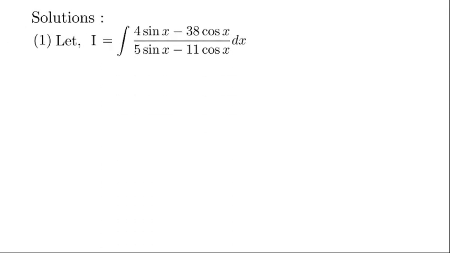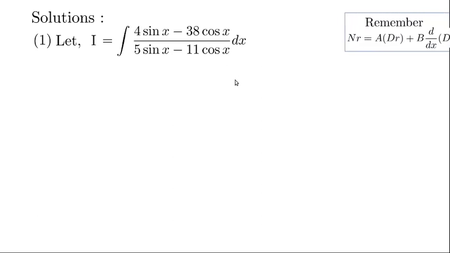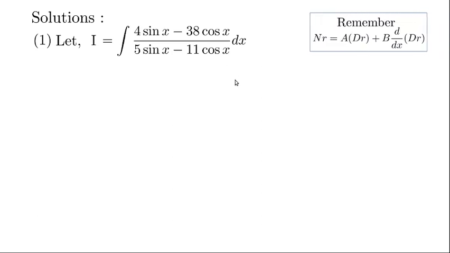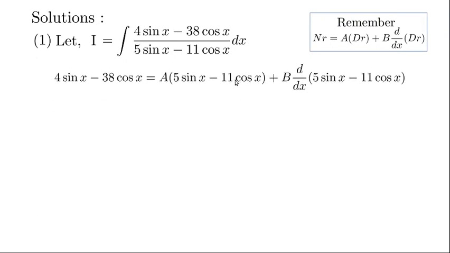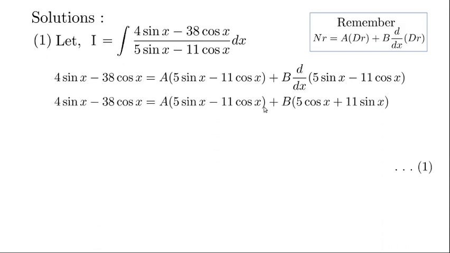So the first one, integration of (4 sin x minus 38 cos x) upon (5 sin x minus 11 cos x) dx. And here we just remember that formula, that is numerator is put in the form of a into denominator plus b into derivative of denominator. So this is the numerator and this is the denominator part. And when you differentiate this, you will get 5 cos x plus 11 sin x.